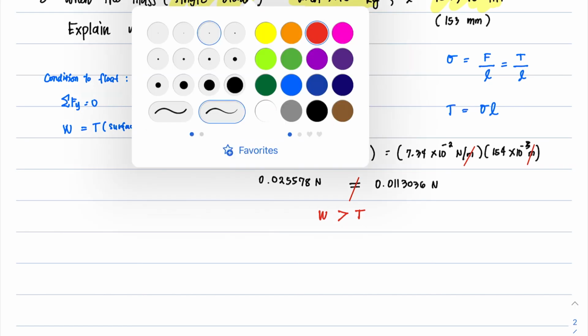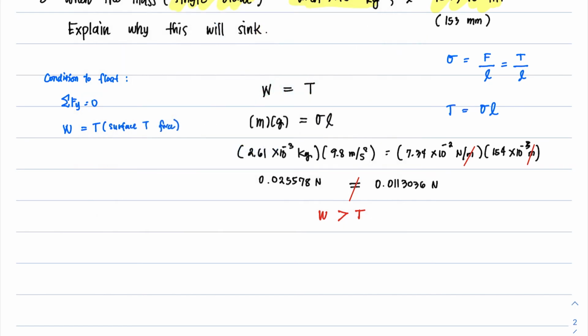So that did not establish any static equilibrium where the weight would just be equal to T. You can see here your weight is very large going down, and your surface tension force is relatively small. That means the weight overpowers the surface tension force, so it will eventually sink. So this implies that it will sink. Okay, so that's it for this problem, and if you have some questions, maybe try to drop them down.